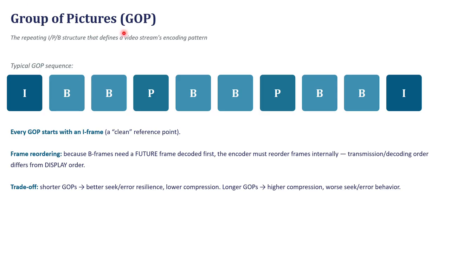So this is a group of pictures, where I have a series of frames. There is an independent frame at the beginning always. It will always begin with an I frame, which is a clean reference point. After that, the B frames always need a future frame, so the encoder must reorder frames internally. A B frame cannot be at the end, and anything should always begin with an I frame only. Ending can be with an I frame or a P frame.